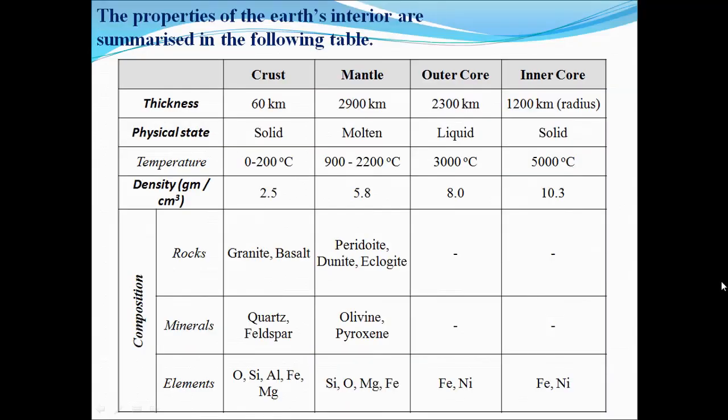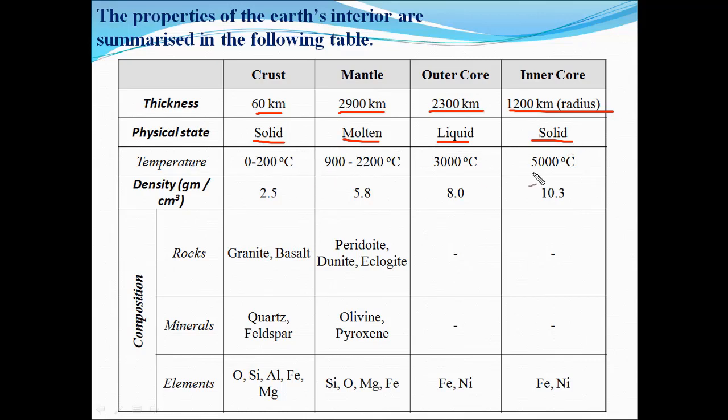The properties of the Earth's interior are summarized in the following table. This is a very important table. As you can see, the thickness of crust, mantle, outer core and inner core. The physical state of crust is solid, mantle is molten, outer core is liquid, and inner core is solid. Inner core is solid due to the lithostatic pressure.